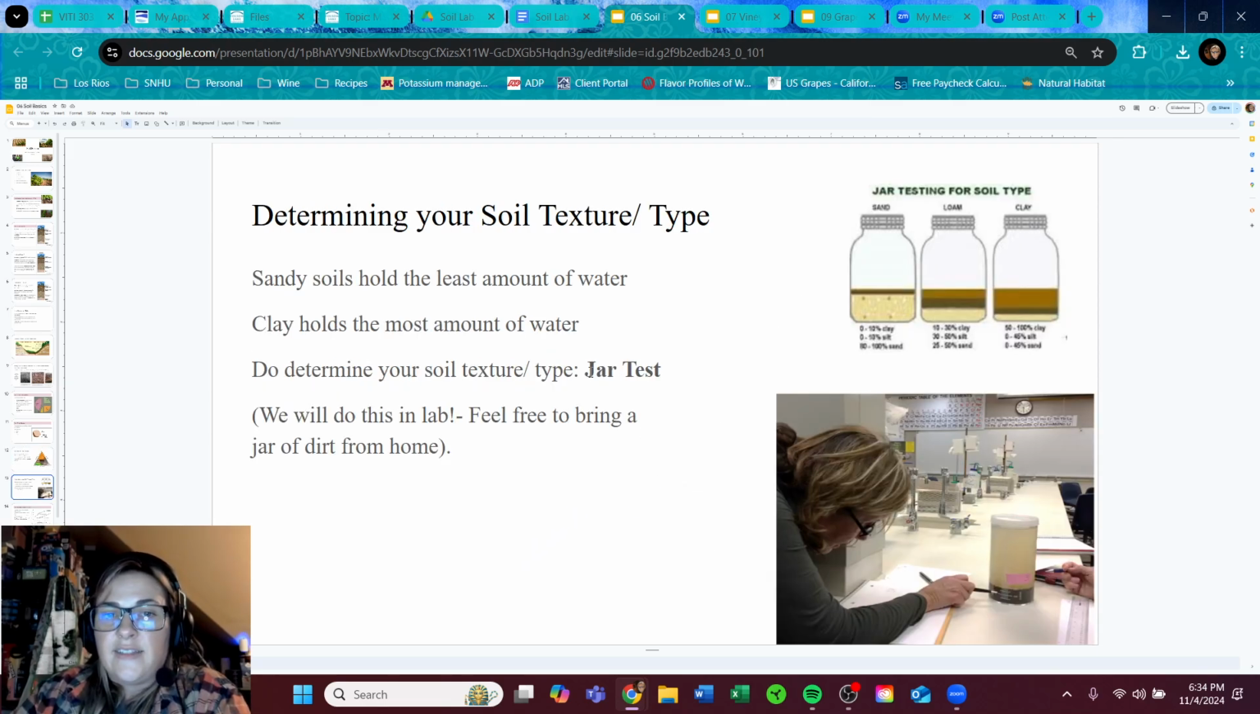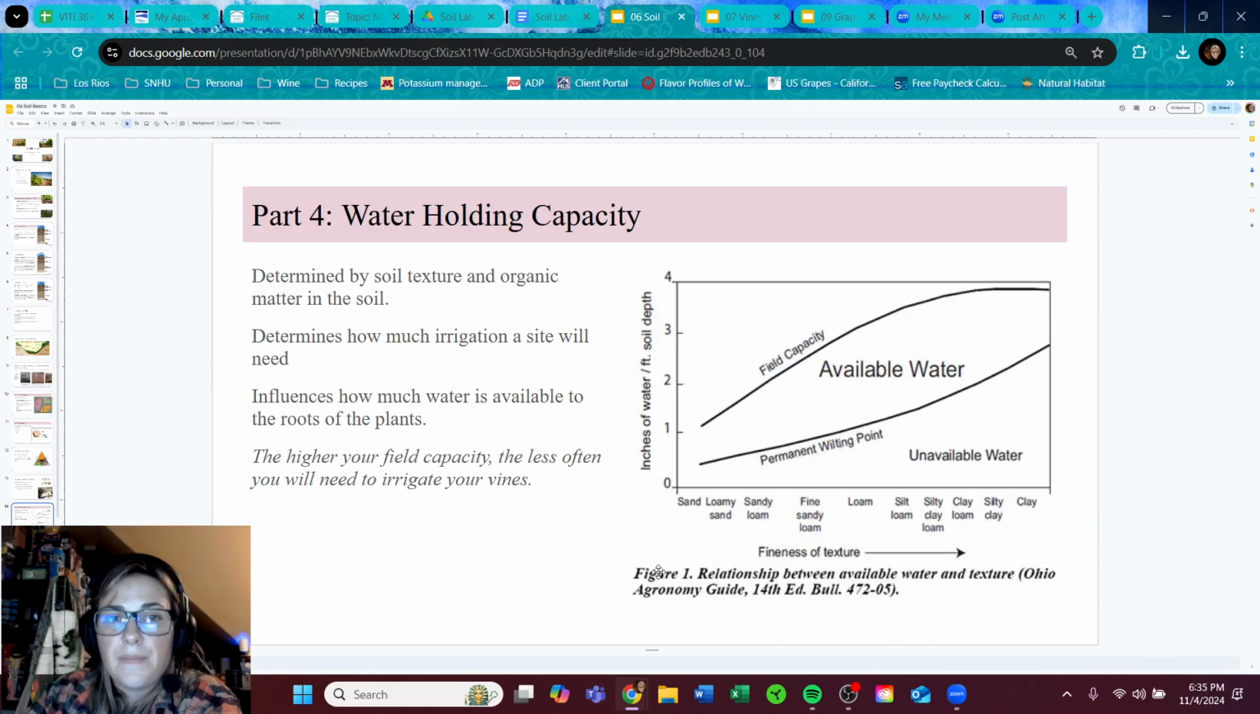We did this in class. This was our jar test for determining soil texture and type. I might have a couple of questions about what this lab was like for you, or anything that you observed personally during this lab. Water holding capacity, we didn't really get to. We did this with the percolation method during lab, but we tried to do an infiltration test too.